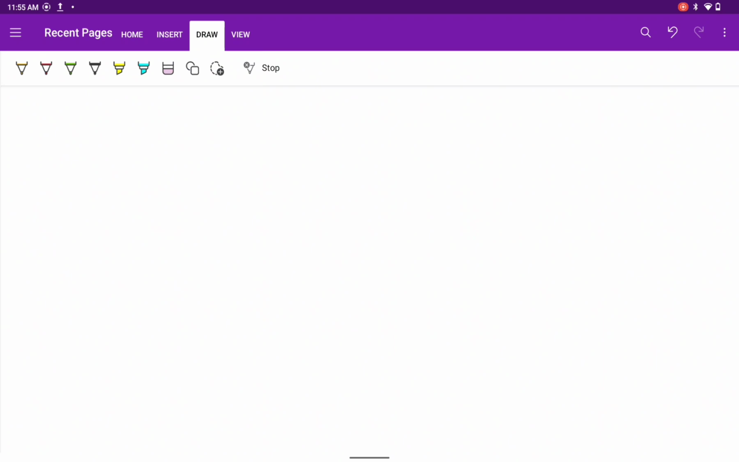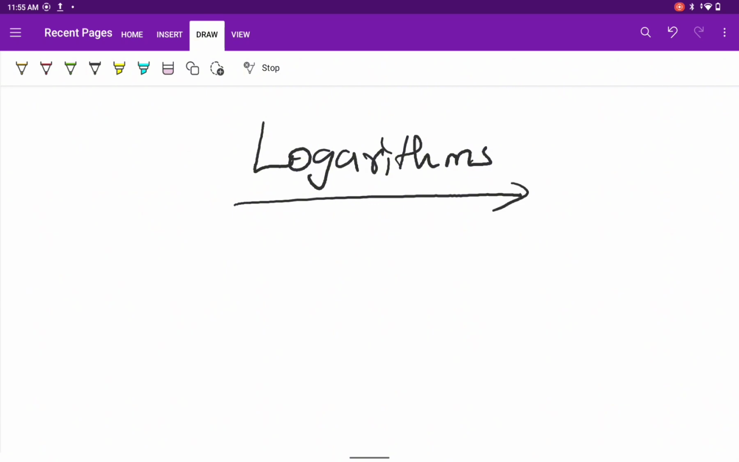Today we are looking at logarithms. Right, so we are looking at logarithms. Now, what is a logarithm? A logarithm is actually an exponent.